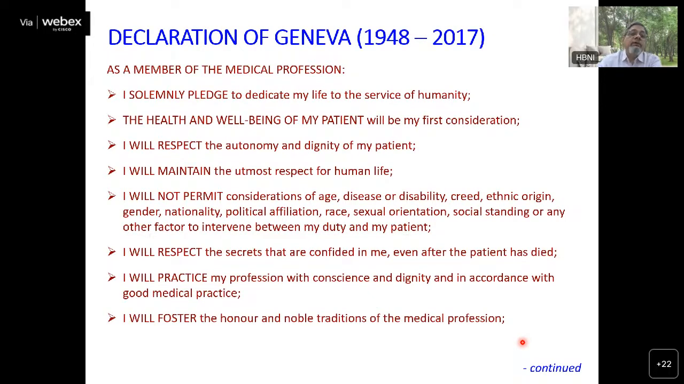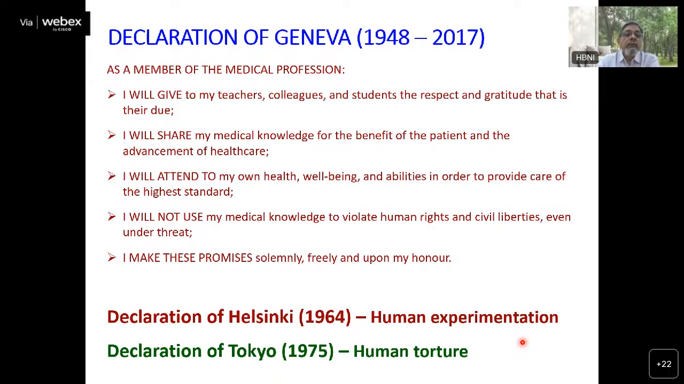And following that, of course, there were many other declarations which came out. The next one was the Declaration of Geneva in 1948. And these declarations pertain to certain aspects of these trials and the medical profession. And they keep getting updated also. Then there is what is called the Declaration of Helsinki, initially in 1964, on human experimentation. And that also keeps getting updated every few years. And then there was a Declaration of Tokyo, which was concerning human torture.